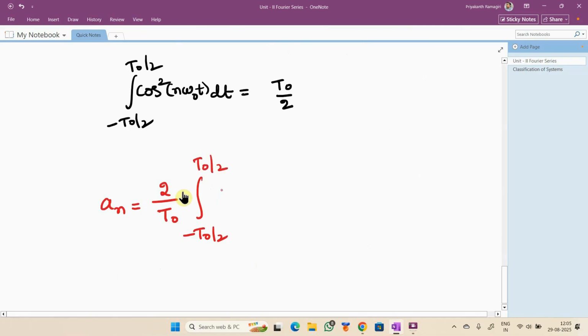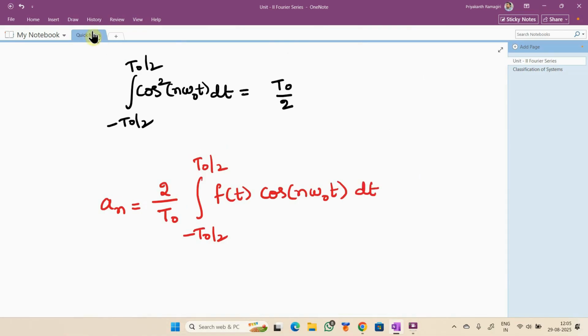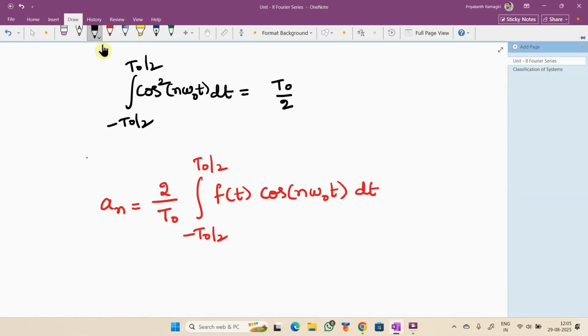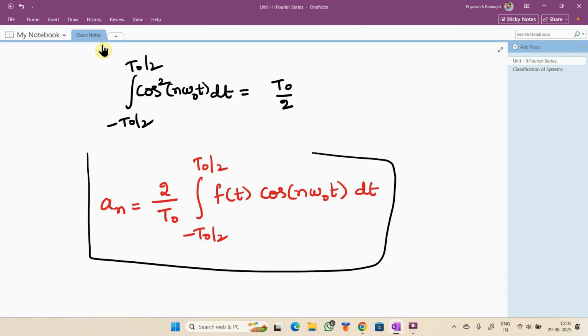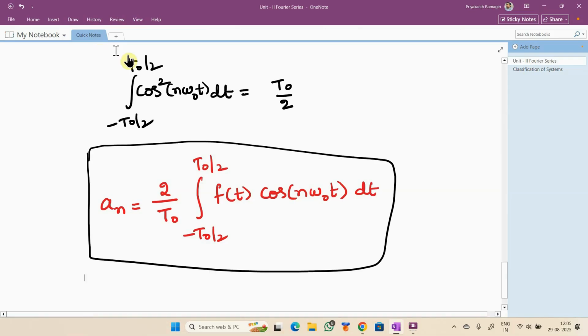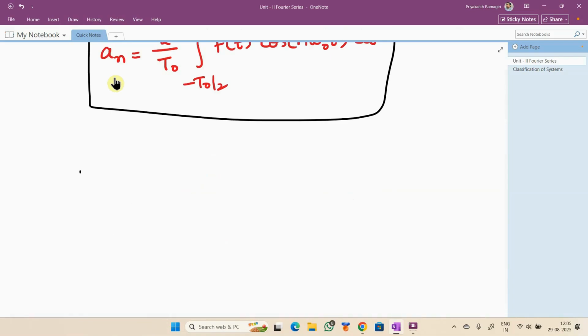Can you see what I am writing now? Yes, sir. Okay. So this will become the formula to find the an coefficients. Now, can you please similarly tell me how to find bn?